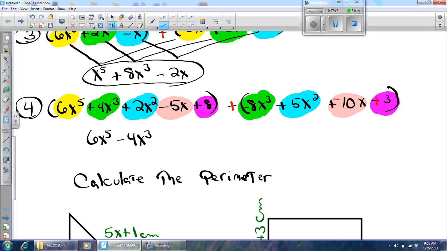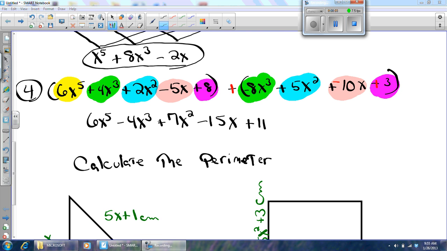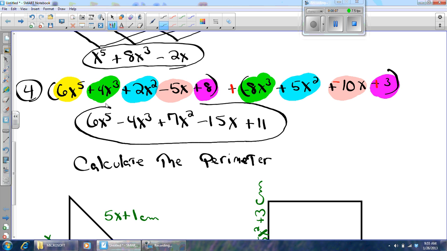In blue, how many x squareds do I have? I have 7x squareds. In pink, how many do I have? I have a negative 15x. And then in the magenta, I have a plus 11. Okay, so my answer ends up being this long polynomial here. 6x to the fifth minus 4x cubed plus 7x squared minus 15x plus 11.